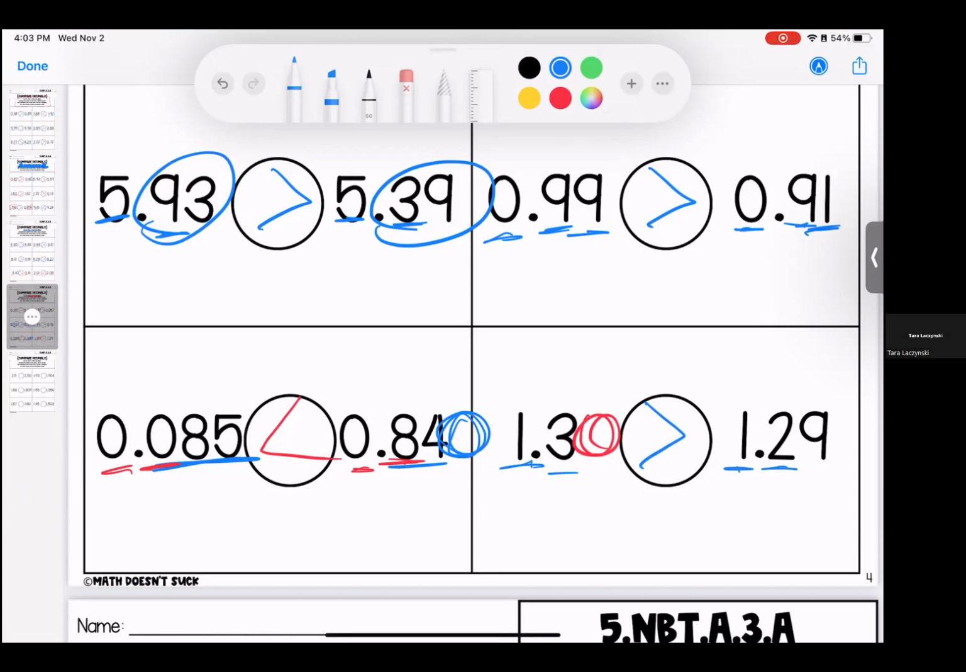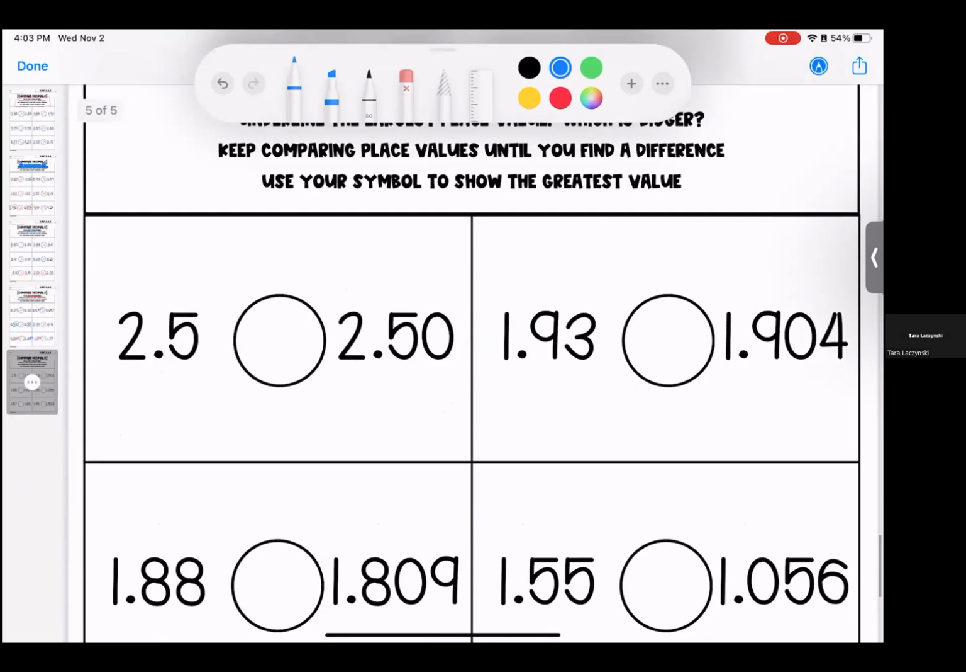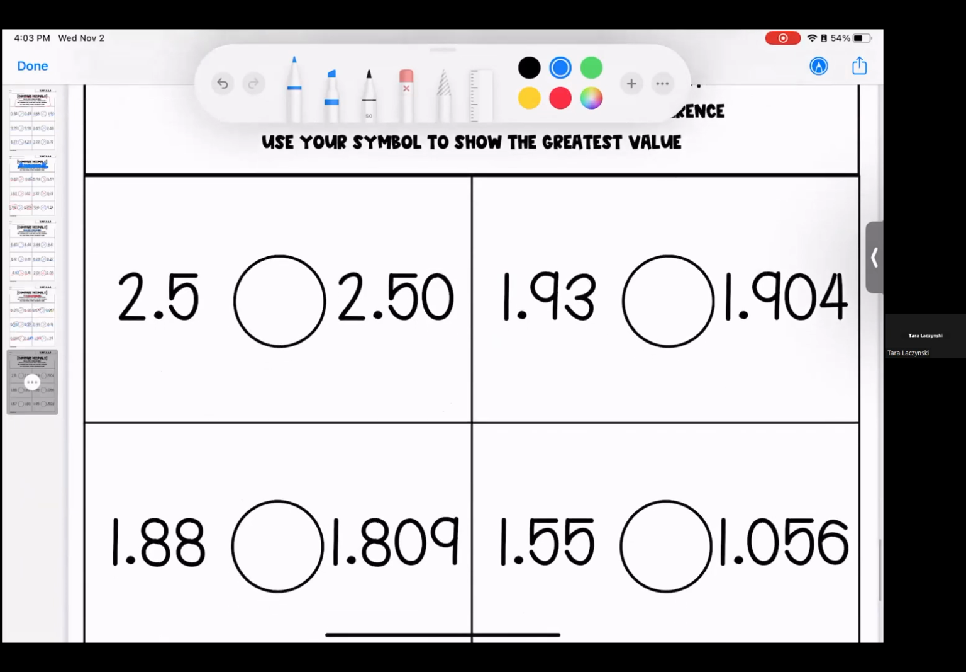That brings us to the end of page 4. If that is as far as you've gone, please go ahead and stop. If you're ready for the last page, page 5, here we go. Again, finishing up comparing decimals this week. You know what I'm going to say.